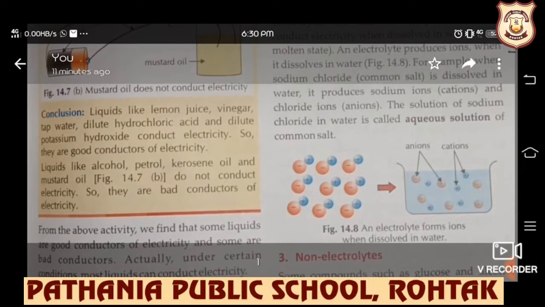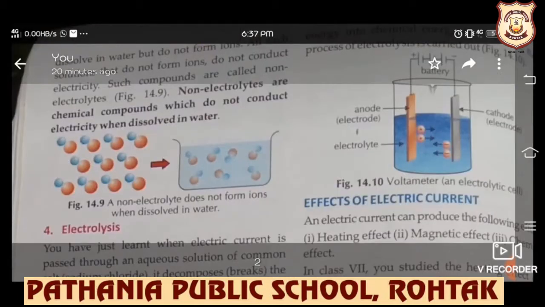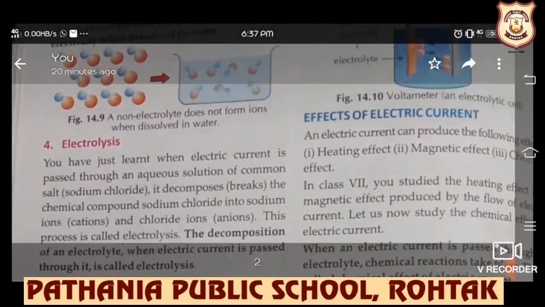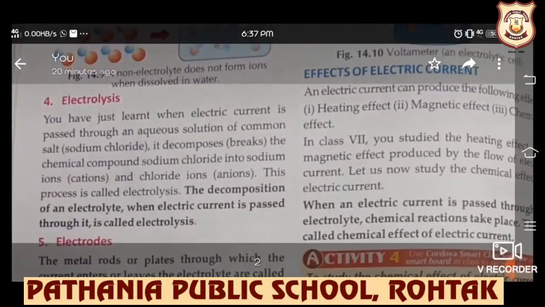Now the next part is non-electrolytes. What are non-electrolytes? Non-electrolytes are some compounds such as glucose and alcohol which dissolve in water but do not form ions. Such compounds which do not conduct electricity when dissolved in water, or do not dissociate into ions, are known as non-electrolytes. You can see the figure here. They do not dissociate to form ions, so no electricity would be conducted. That is why they are known as non-electrolytes.